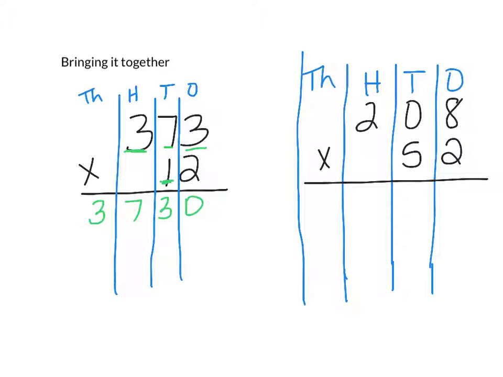And then next I'm going to do the 2. And I do 2 times 3 is 6. 2 times 70 is 140. So I'm going to put the 40 down.